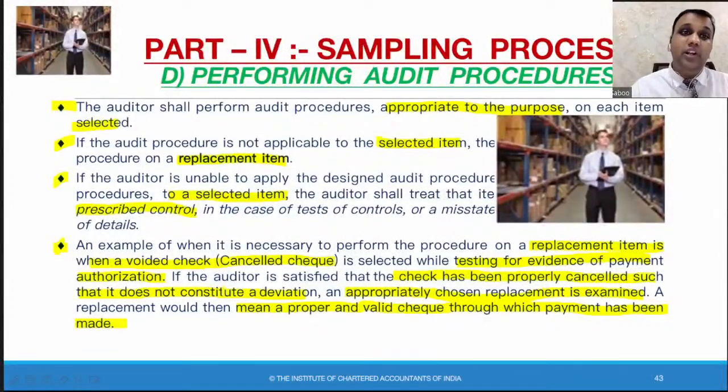Whether a check is cancelled or it has been properly made, the payment is not being made to the other person. What is the reason? So this is how an auditor makes sure that he applies his procedures on a replacement item as well, because his particular procedure is not applicable to the selected item. What procedures would be applicable for a valid check are not applicable on the cancelled check. If he comes across a cancelled check, procedures relating to a cancelled check would be applied, and he'll apply other procedures on a valid check.